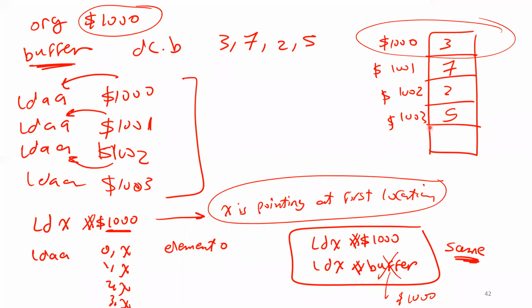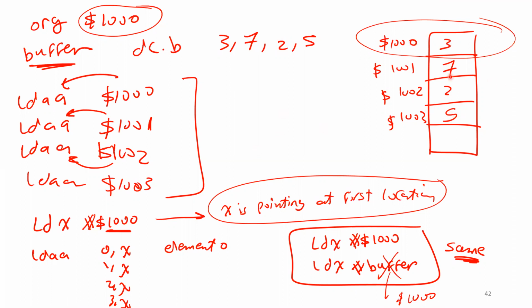Let's see this example, guys. When I say org 1000, and then buffer is the name of the array. It's not an instruction, just a name. You can put any name here. It's a buffer, just the name of the array. dc.b 3725. What I explained to you before, this is an array of bytes. So we're going to store, starting from 1000, 3725. This is the array.